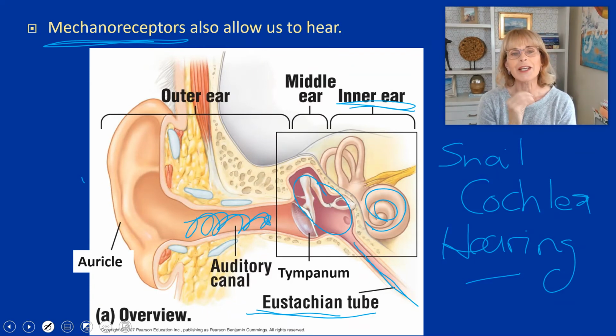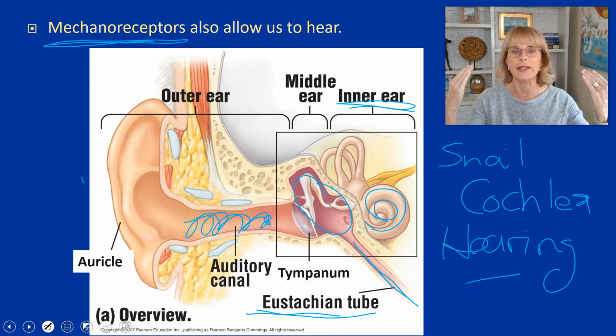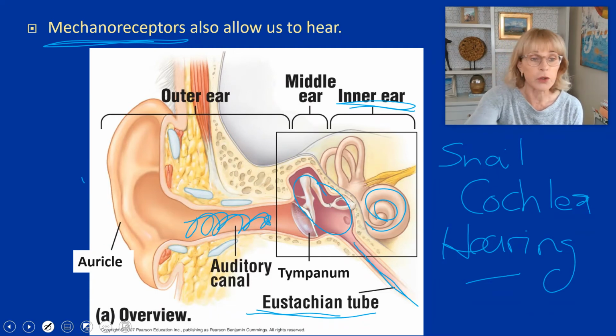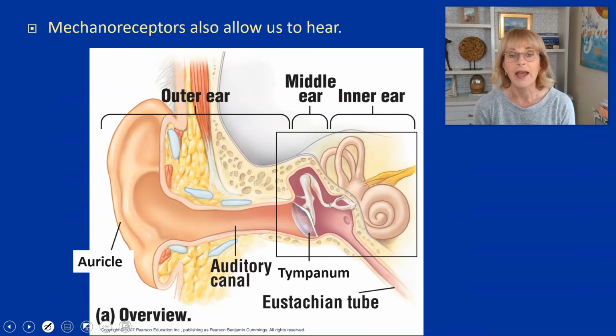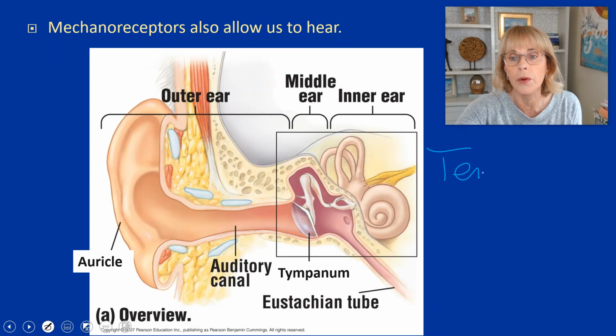Now, there are other mechanoreceptors in the inner ear, and those other mechanoreceptors give you your sense of balance up and down, and they are in a different part of your inner ear. You might wonder, where in the world is this inner ear found? And it's actually found in the temporal bone.